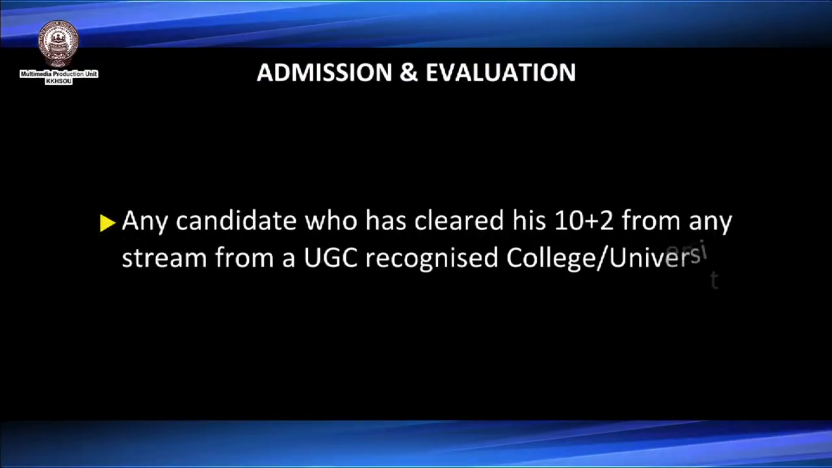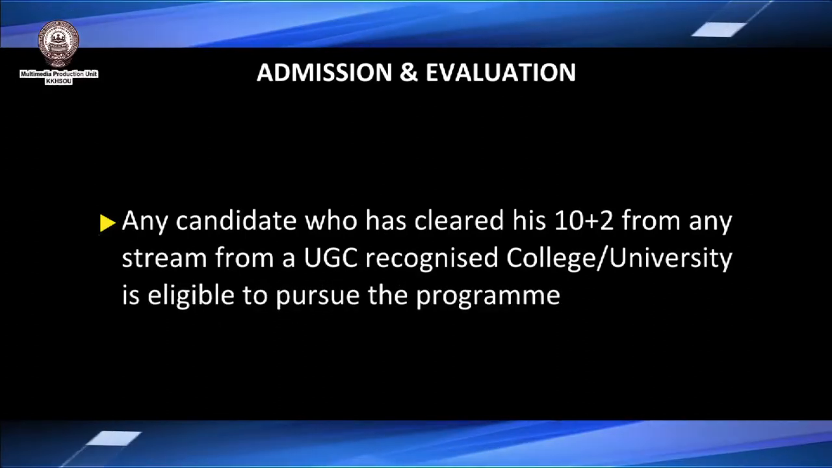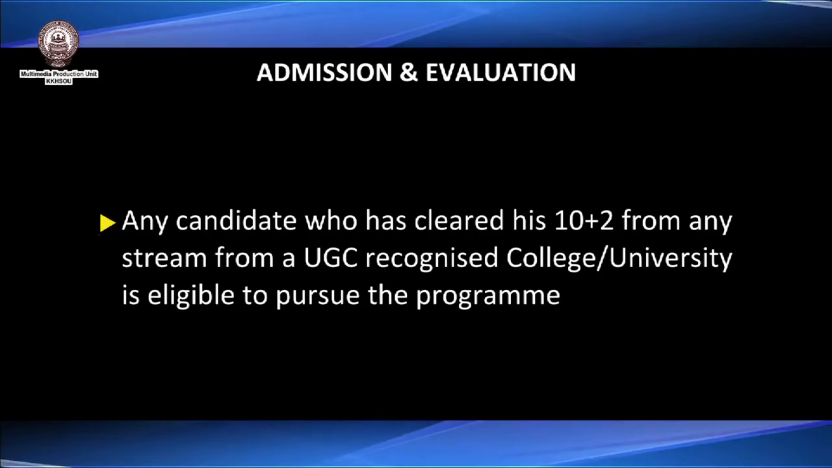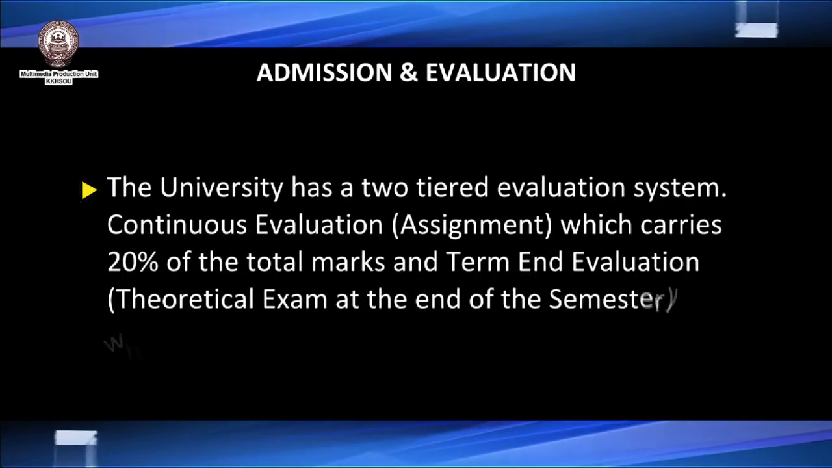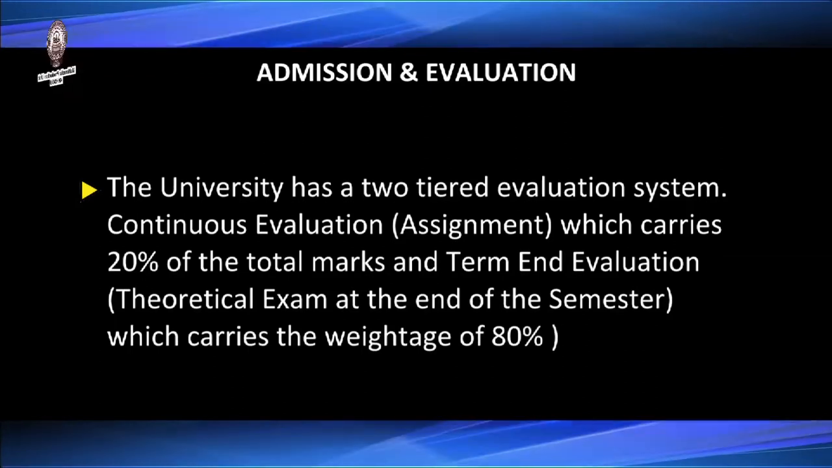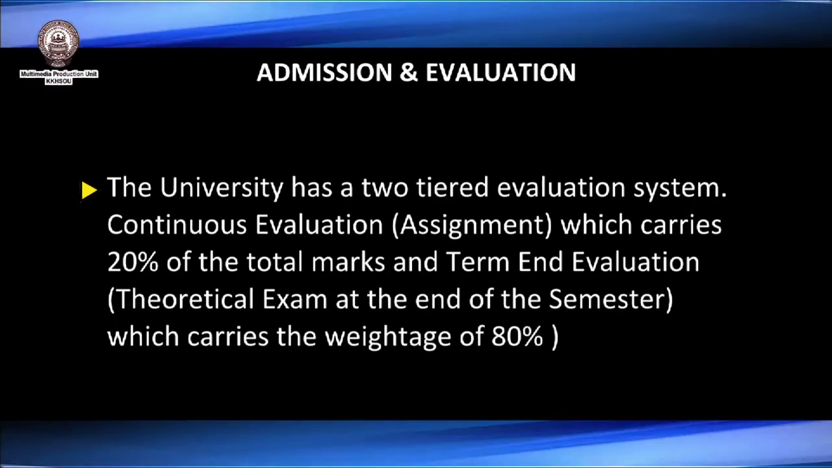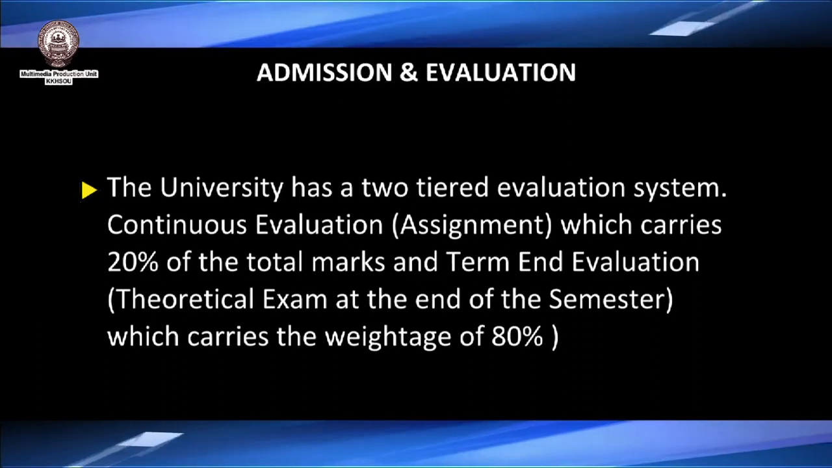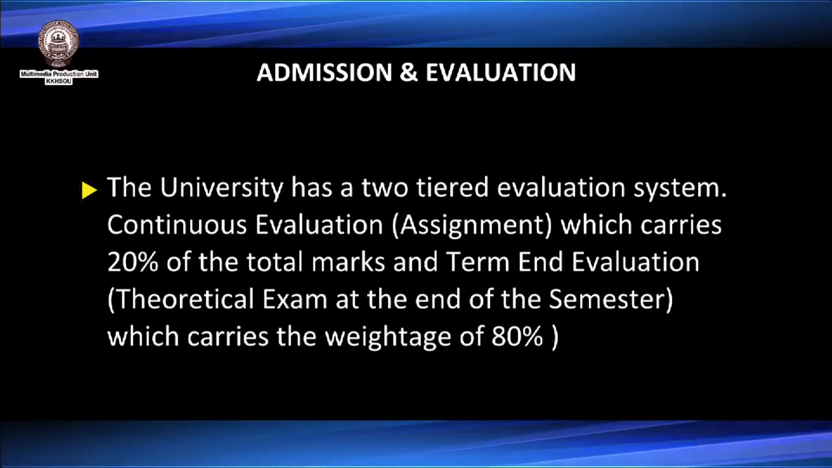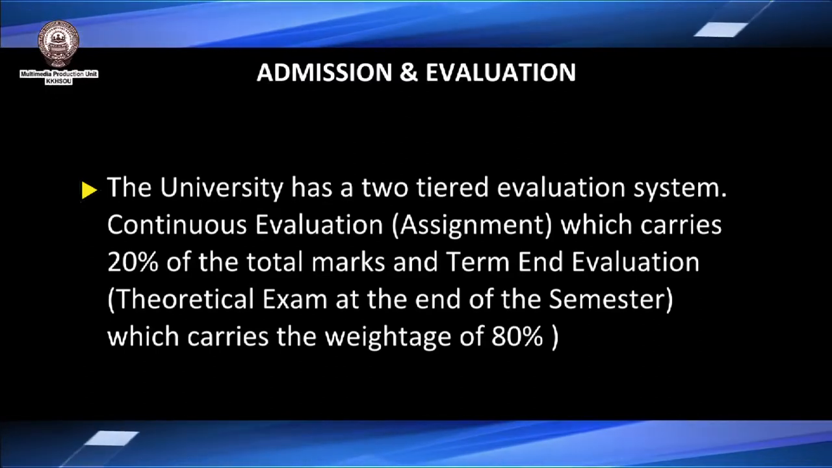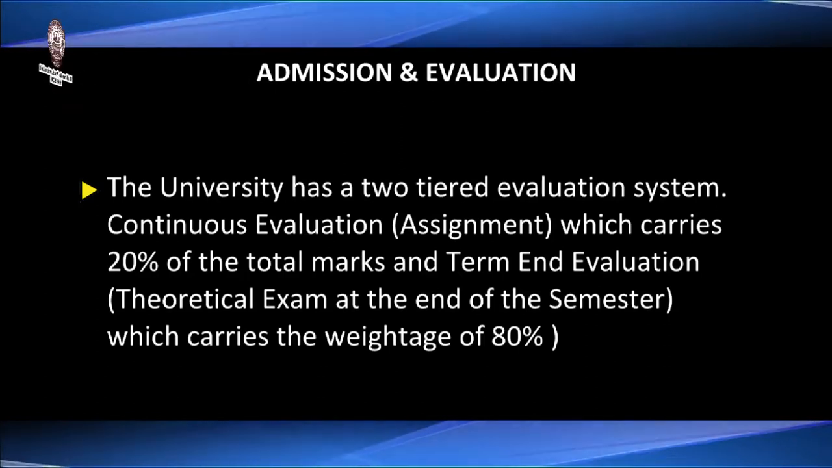As regards the admission process, any candidate who has cleared the 10 plus 2 examinations from any institution, college or university recognized by UGC is eligible to take admission for this particular course. With regard to the evaluation process, the university follows a two-tiered evaluation system where the learner is evaluated, one, on a continuous basis through the assignments, and the other, the term end examination, which consists of 80 marks. Assignment carries 20% of the weightage, whereas the term end examination consists of 80% of the entire marks.